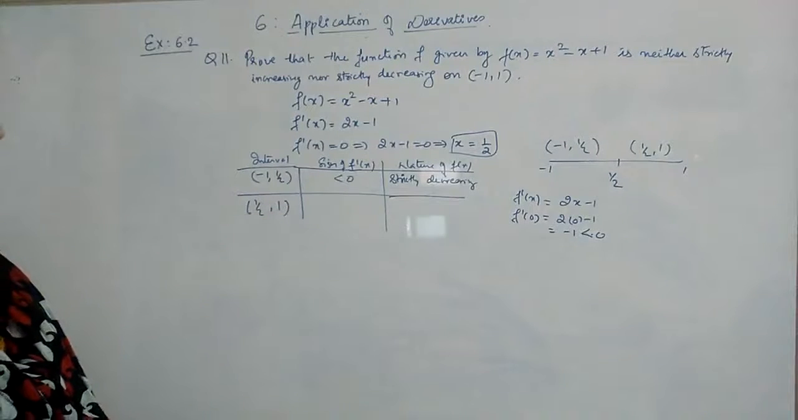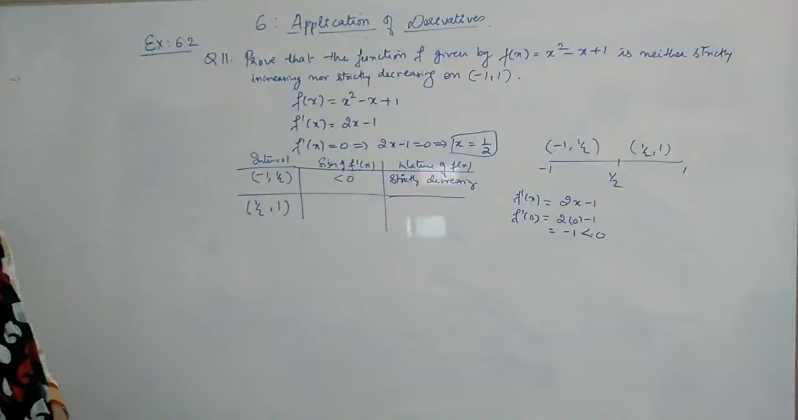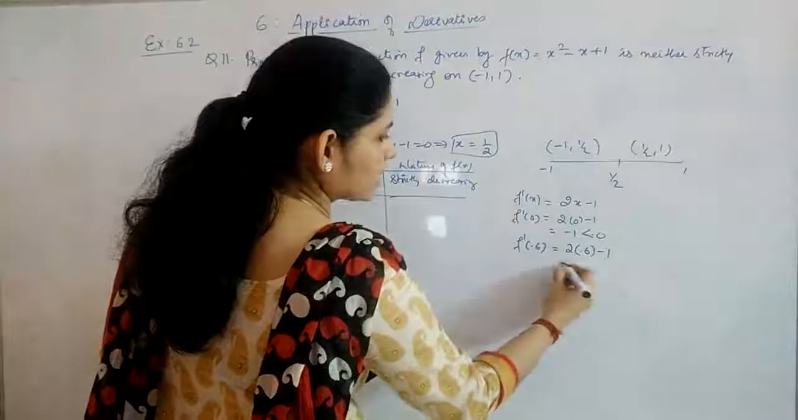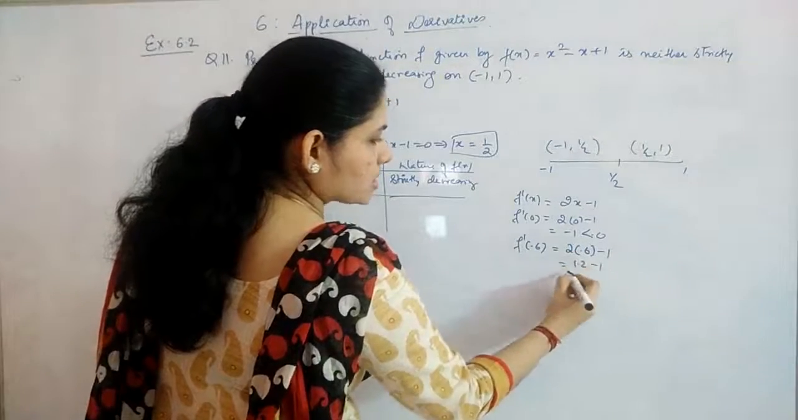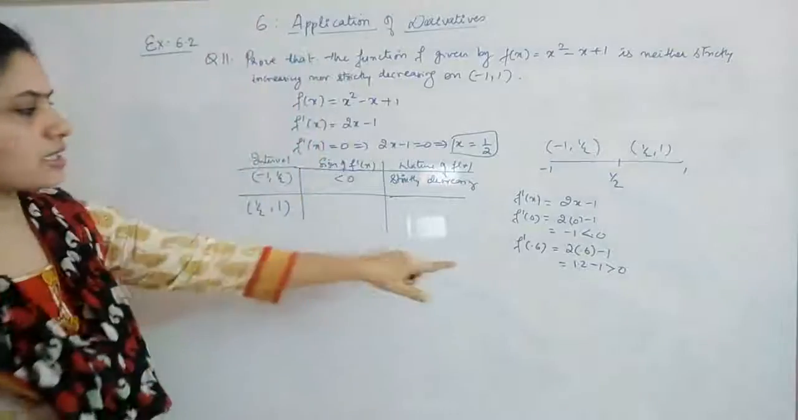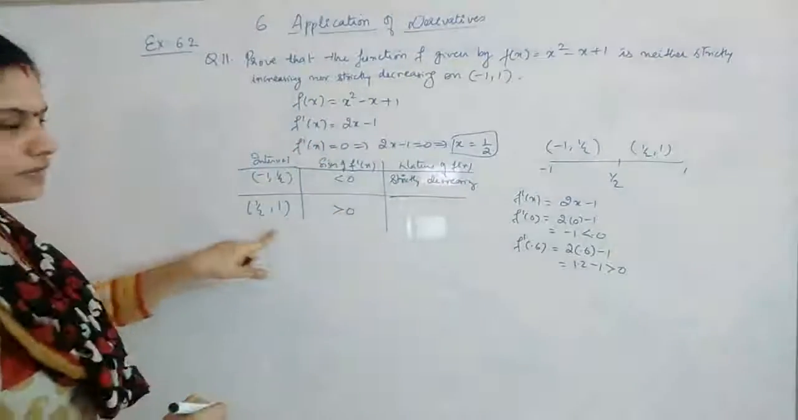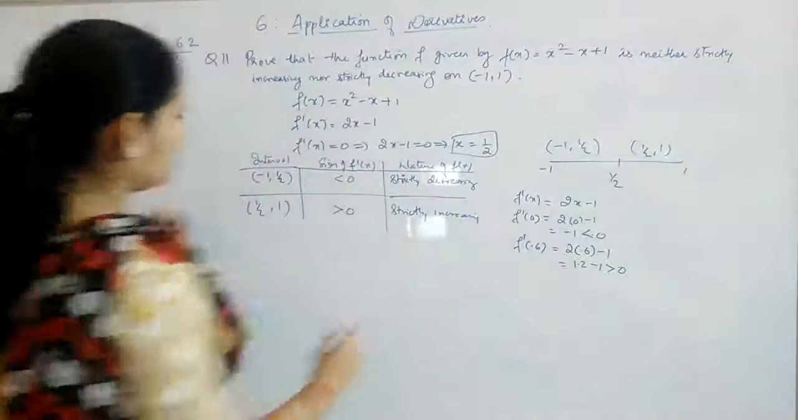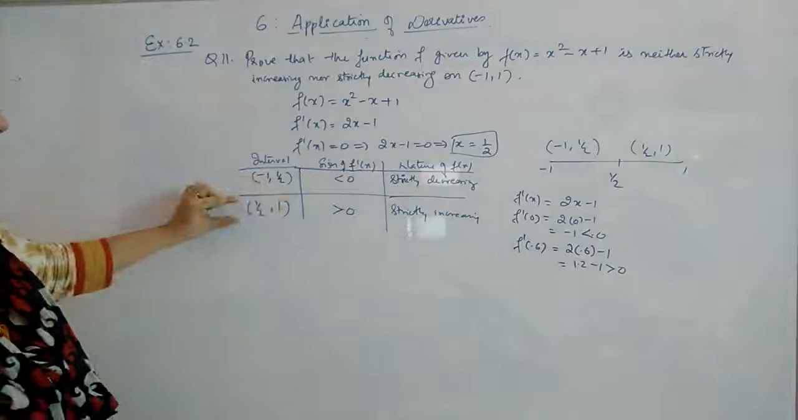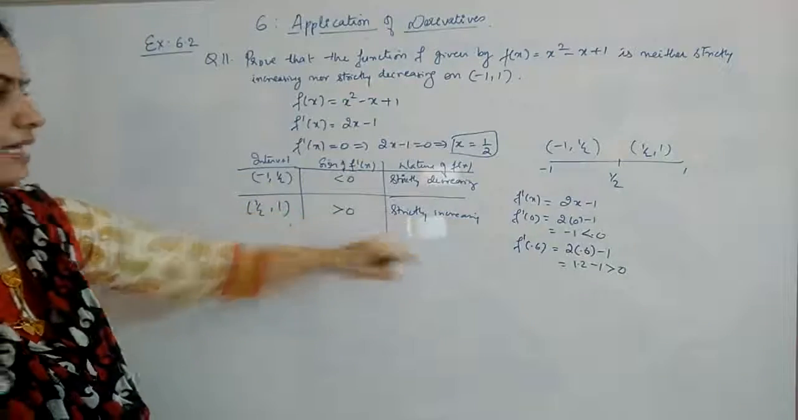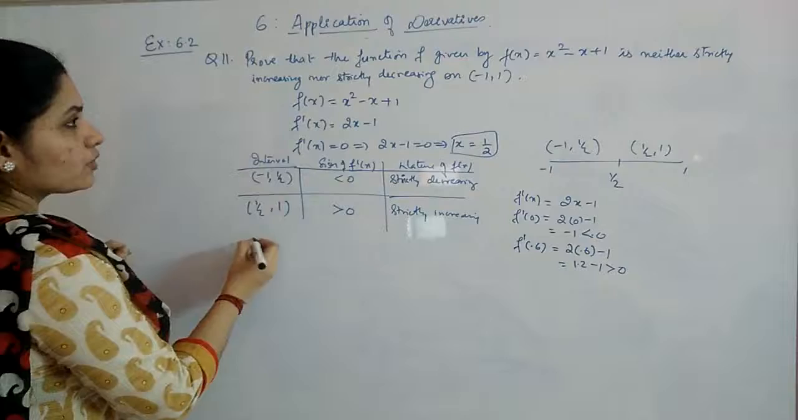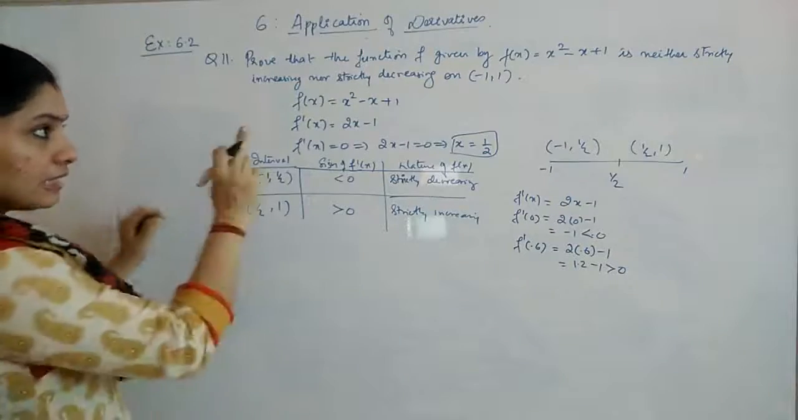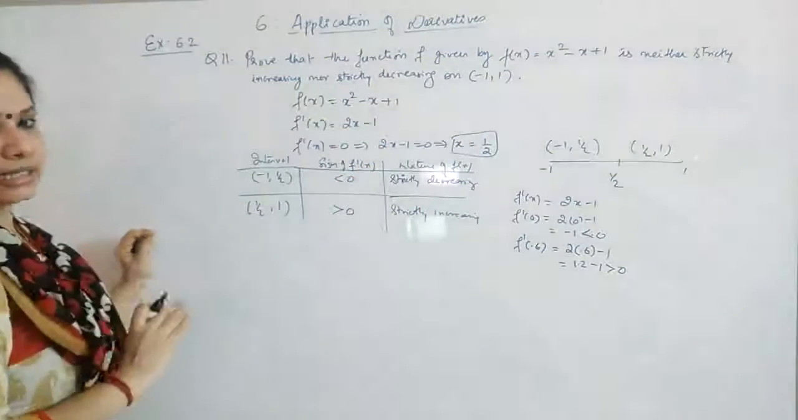Now when you take half and 1, it is giving you a positive value. Now what will you take in between half and 1? Just check: 2 into 0.6 minus 1 will give you 1.2 minus 1, which is again greater than 0. So you can say that this is greater than 0 in this interval, therefore it is strictly increasing. Now in the interval minus 1, half it is strictly decreasing, and in half, 1, it is strictly increasing. That means altogether when you combine, since it is decreasing here and increasing here, in the interval minus 1, 1 it is neither increasing nor decreasing.